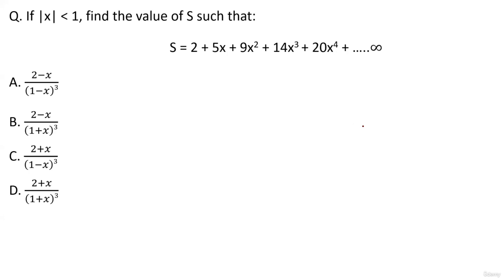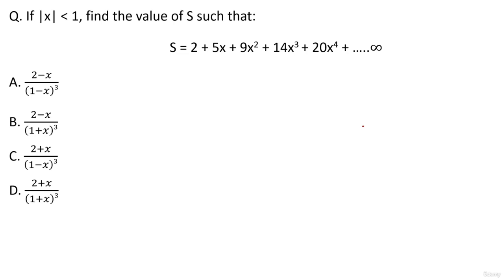So if mod x is less than 1, find the value of S such that S equals 2 plus 5x plus 9x square plus 14x cube plus 20x raised to 4 up to infinity. This is the question, and we have 4 options, and we have to find the correct one.